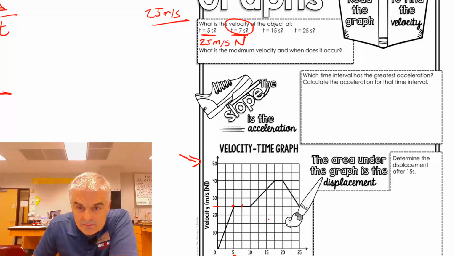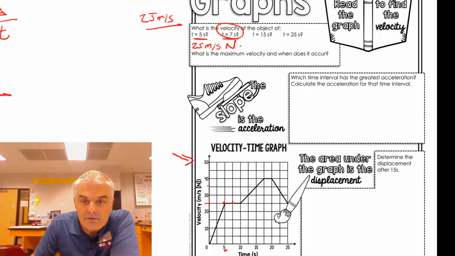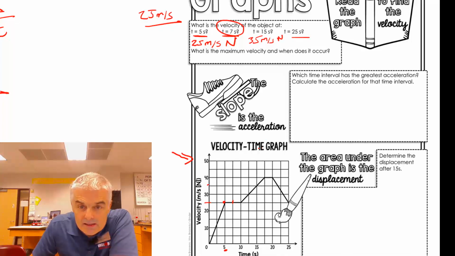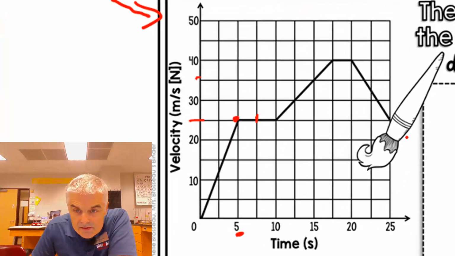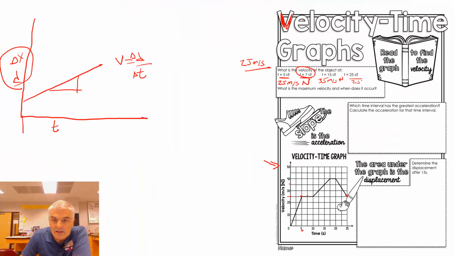What about t equal to 15? So 15, we come right here. The velocity looks like 35 meters per second to the north. And at t equal to 25 seconds, we're back to 25 meters per second. Now, that's a little bit tricky. 25 meters per second, that's still to the north, okay? So it's just reading the graph, velocity versus time.